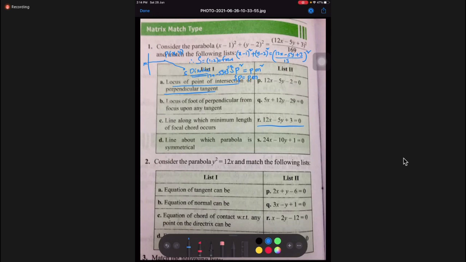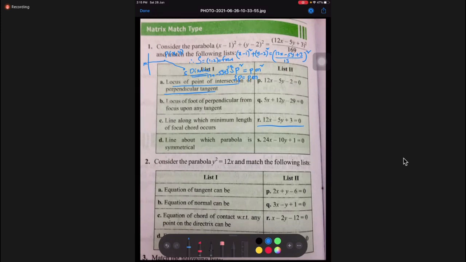Next one: the line along which the minimum length of focal chord lies. Which is the minimum length of focal chord? Latus rectum only. Got it, students? Now, how is that latus rectum again? It is also parallel, sorry, perpendicular to the, parallel to the options.